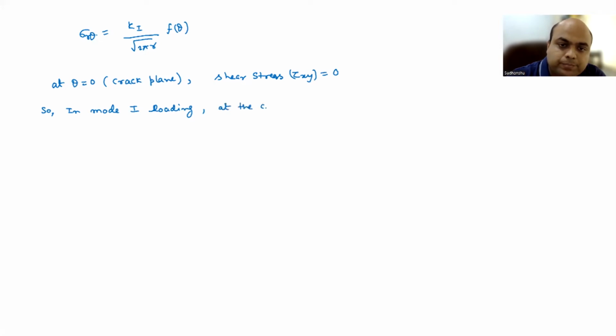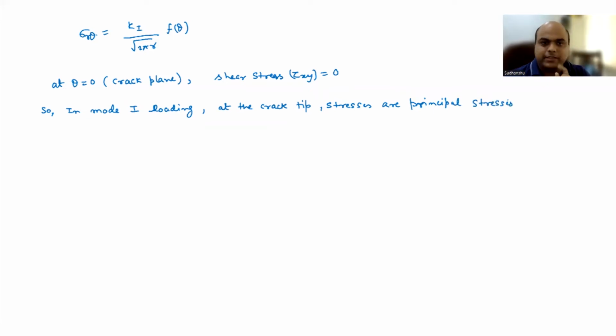So in mode 1 loading, at the crack tip, the stresses are principal stresses. Again, on the crack plane, not at other points. We are talking only about the crack plane. We are going to use this when we discuss the Tresca criterion later. So this is important. So what is the conclusion now?